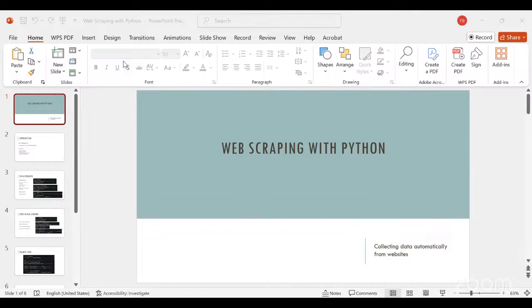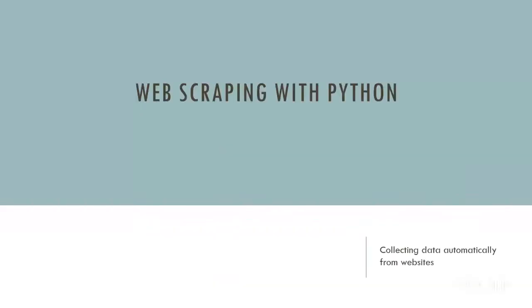So first, let us understand what web scraping is. Basically, web scraping means collecting data automatically from websites. Instead of manually copying and pasting data, we write a Python program which does the work for us.